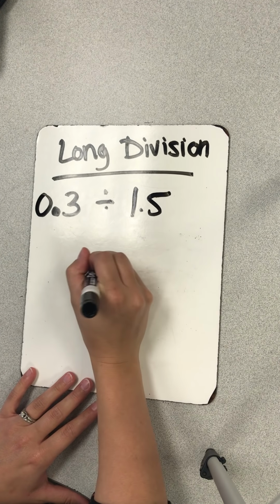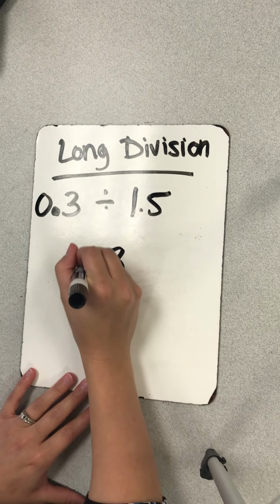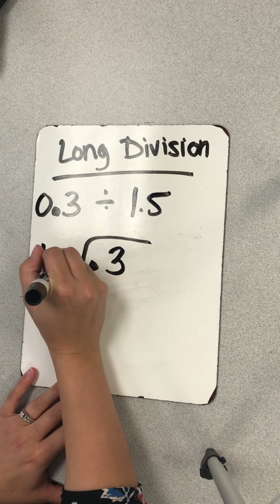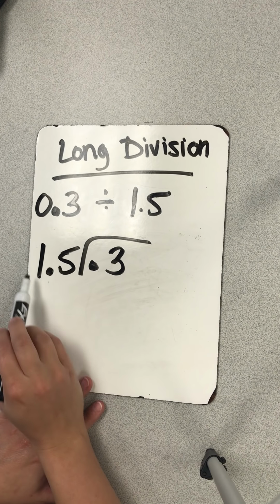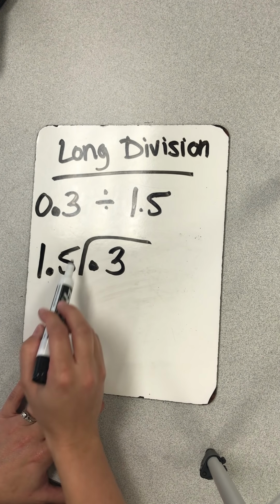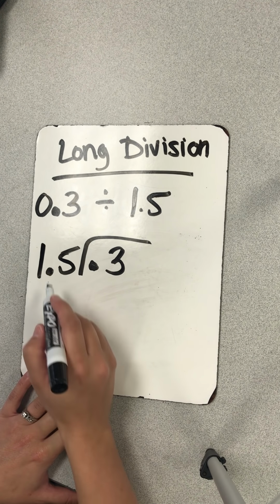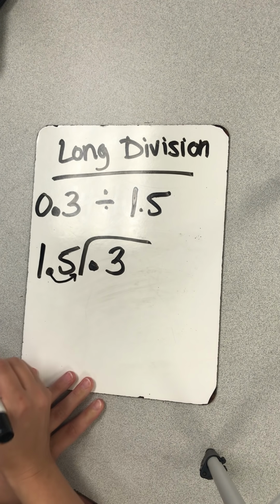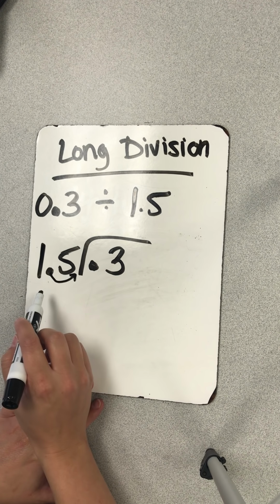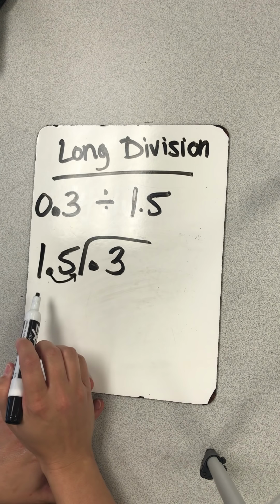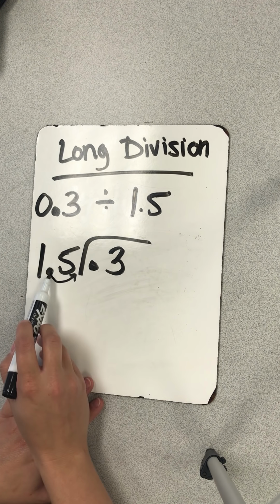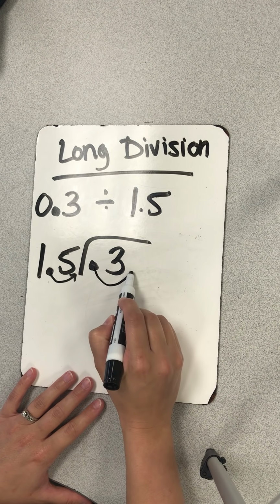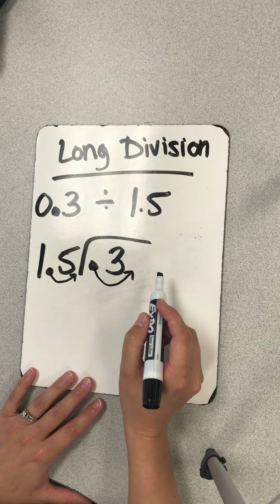When we set up our long division problem, we're going to put our 3/10 inside our division sign. Our 1 5/10 is going to go on the outside. We can't be dividing by something that has a decimal in it. We need to make sure we're dividing by a whole number. So in order to do that, we're going to move our decimal to the right one place value to make this a 15. Whatever we do on the outside of our division sign, we need to do on the inside as well. So since we moved this decimal one place value, we need to move this decimal one place value as well.